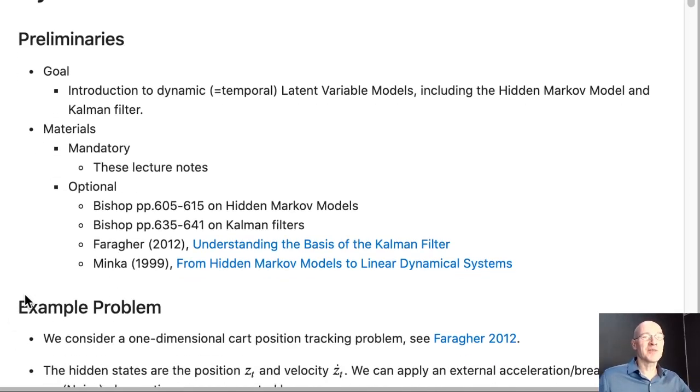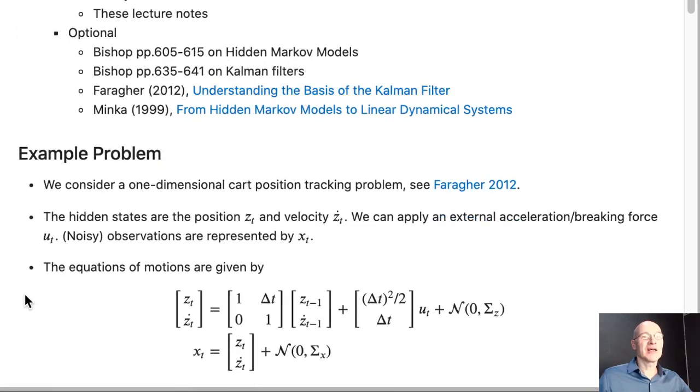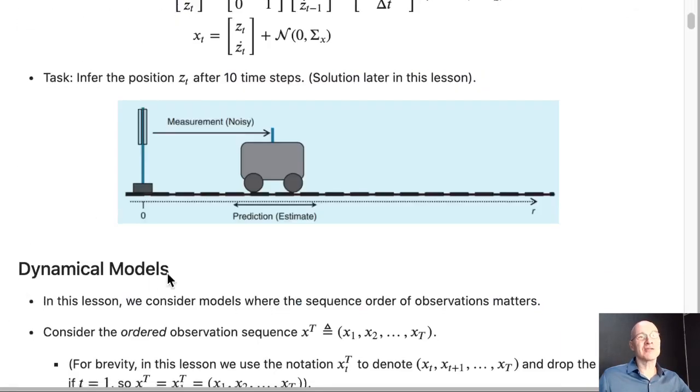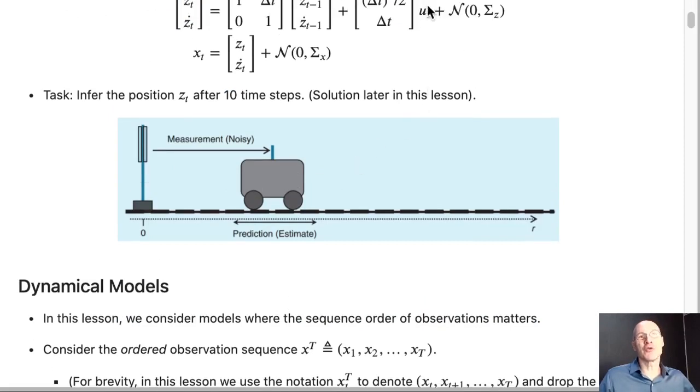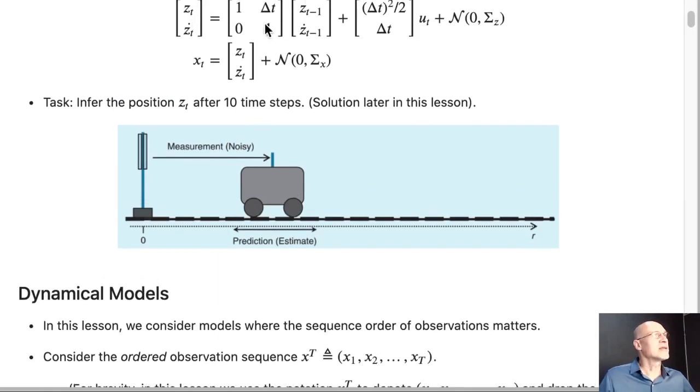Let's consider a problem. I have a cart here, so this is a moving cart, and you can move the cart by applying a force. We call that force u of t. You can also brake with u of t by making it negative. The cart has a state, and the state consists of a position, z of t here, and a velocity, z dot. And that state is not observed.